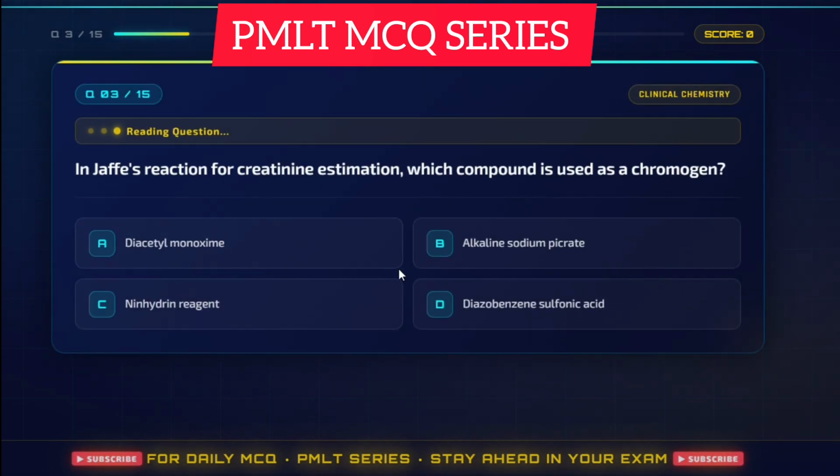In Jaffe's reaction for creatinine estimation, which compound is used as a chromogen? A. Diacetyl monoxime, B. Alkaline sodium picrate, C. Ninhydrin reagent, D. Diazobenzene sulfonic acid.